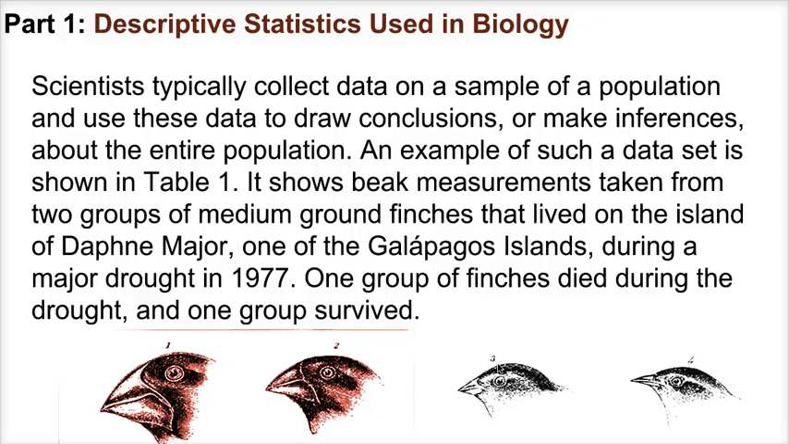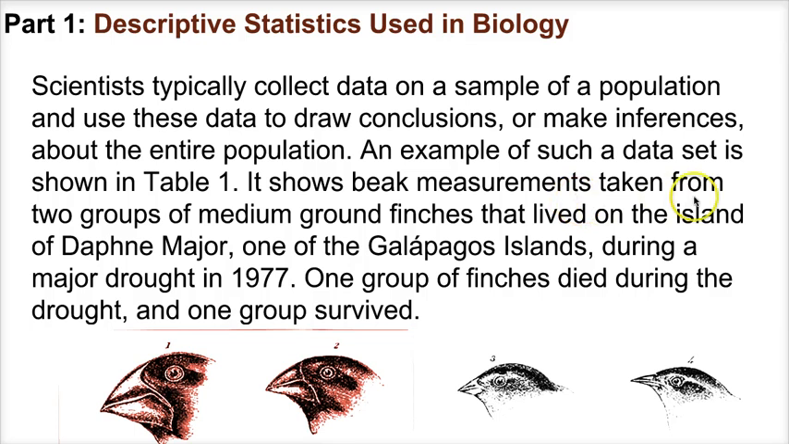So we're looking at some information. Scientists typically collect data on a sample of a population, and that's important. We can never really take information on an entire population. That would be very, very costly, but we can deal with samples. We've got to make sure our samples are representative of the population, so we want to stay away from sampling error. As long as our sample is representative of the population, we can draw conclusions or make inferences about the entire population.